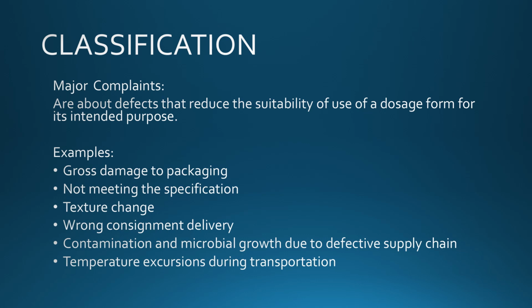The examples include gross damage to the packaging. So the packing material has been damaged in a major way, not meeting the specification, texture change. That means there is a change in the description of the product. Wrong consignment delivery. So delivery of one product instead of the expected product. Contamination and microbial growth due to defective supply chain. Temperature excursions during transportation. So all these are some of the examples of the major complaints.